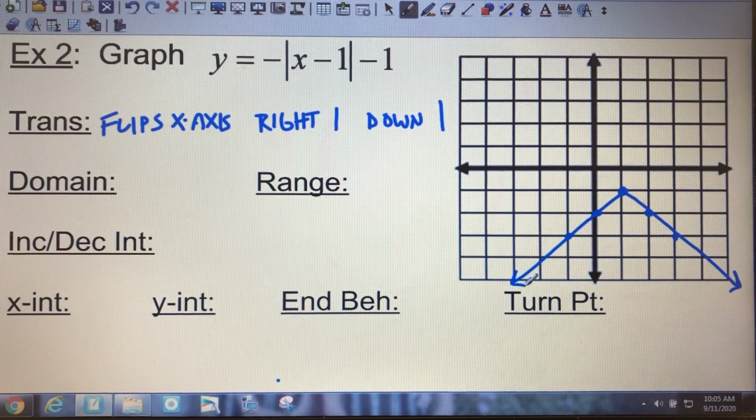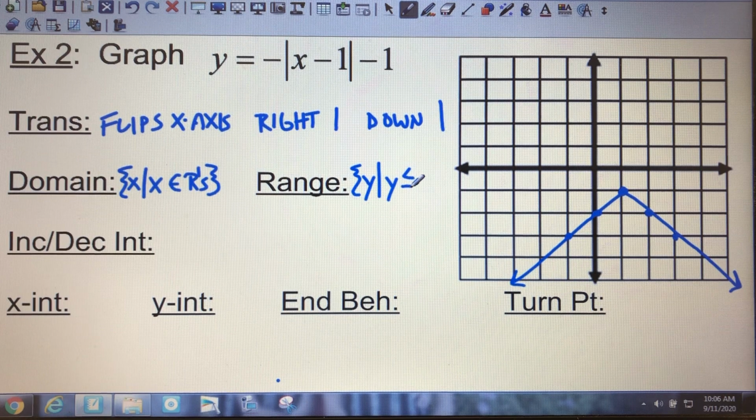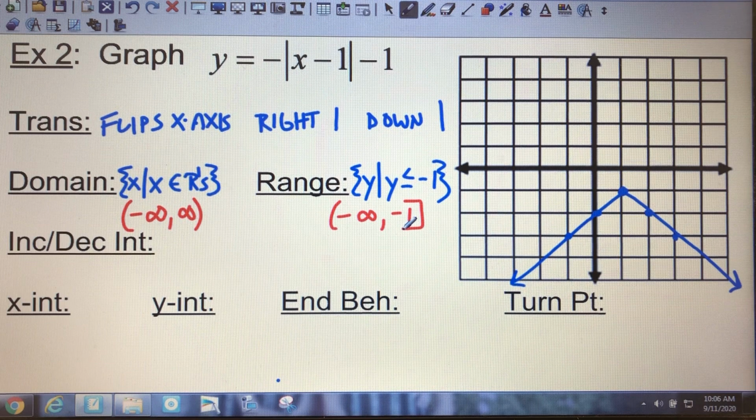Okay, so your domain: x such that x is an element of all reals. The range: y such that y is less than or equal to -1. So remember the other ways to represent that. Kind of a start and stop. So domain goes left and right, range goes from bottom to top. So be careful, we get that closed bracket with that range.